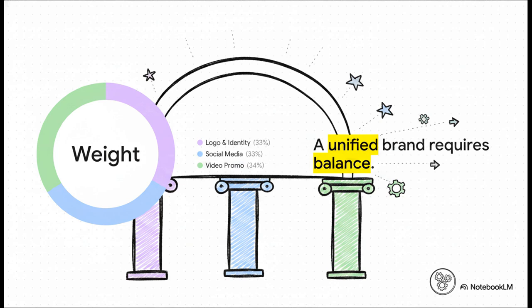To put that into perspective, think of a unified brand kind of like a balanced structure. The logo isn't magically more important than the video, and the social media presence definitely isn't just some afterthought. These three components are equally weighted pillars, roughly a third each. They literally have to work harmoniously together to form one 100% complete brand experience. If one piece of the puzzle drops the ball, the entire structure suffers.